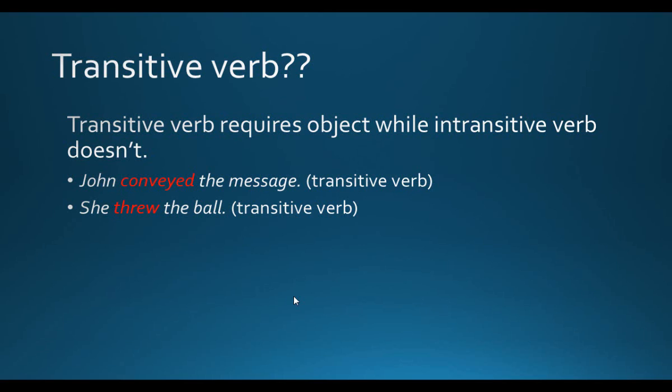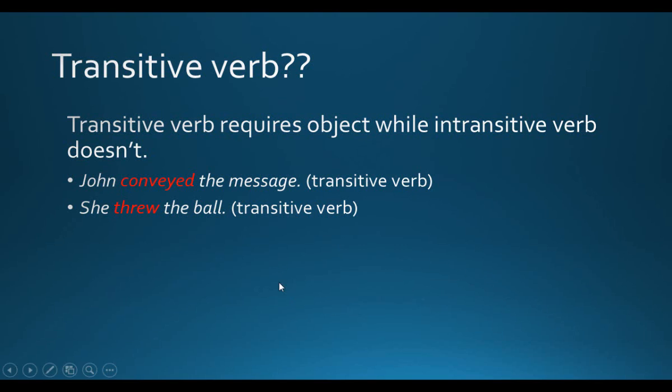Actually, there are some sentences where we have to use an object. We have to mention the object. Without mentioning the object, we cannot understand the whole meaning of that sentence. So in those sentences, transitive verbs are found. Transitive verbs are found, so that's why we use an object.